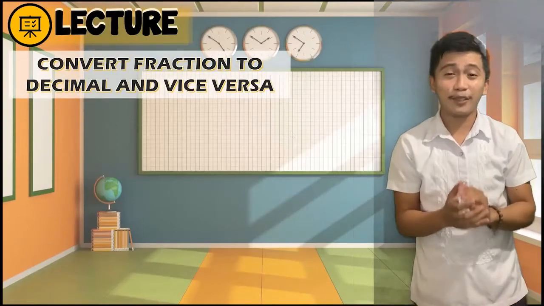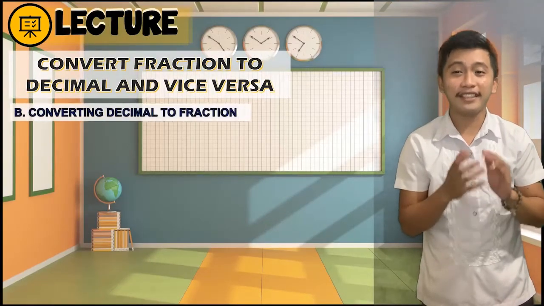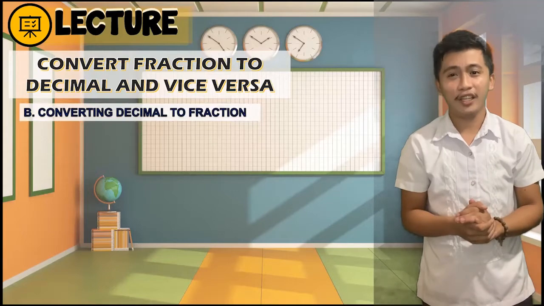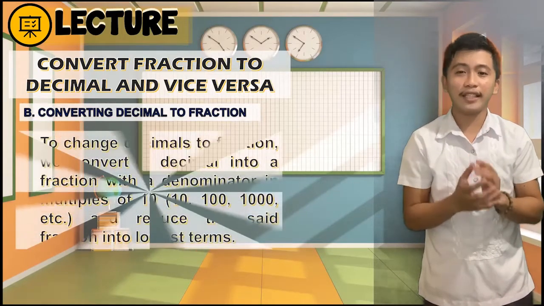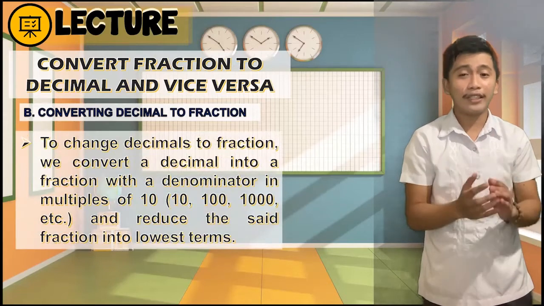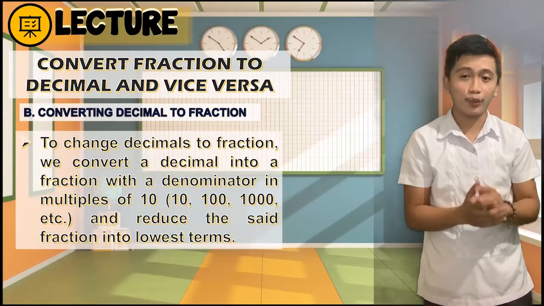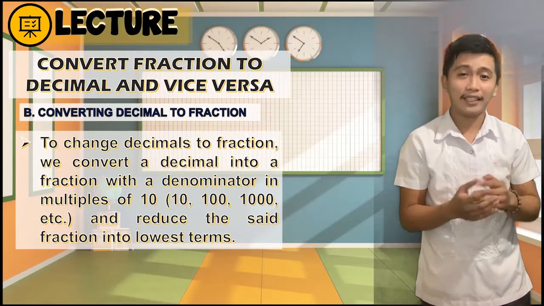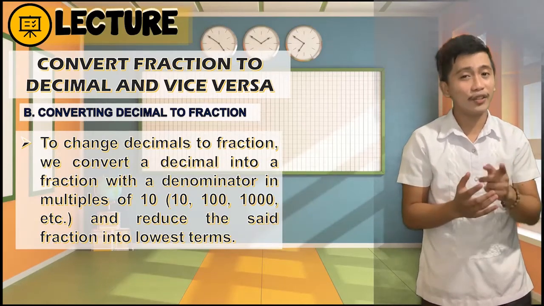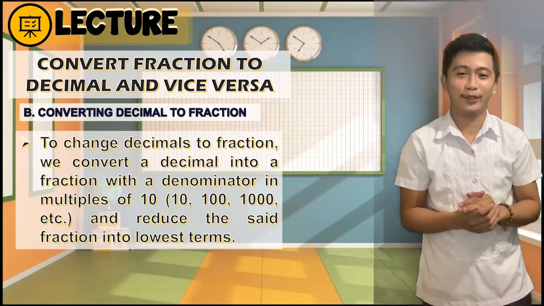Now, let's proceed to converting decimal to fraction. So how do we convert decimal to fraction? To change a decimal to a fraction, we convert the decimal into a fraction with a denominator in multiples of 10, hundreds, thousands, and reduce the said fraction to lowest terms.